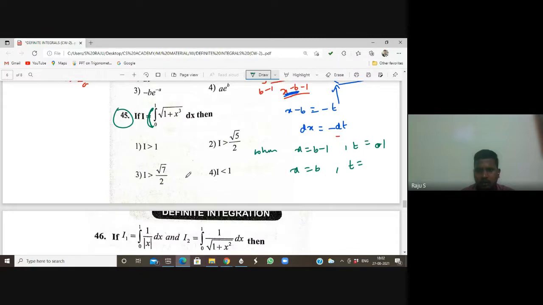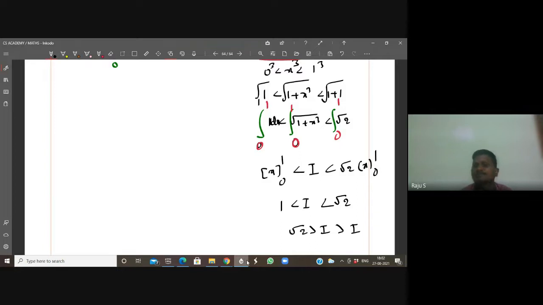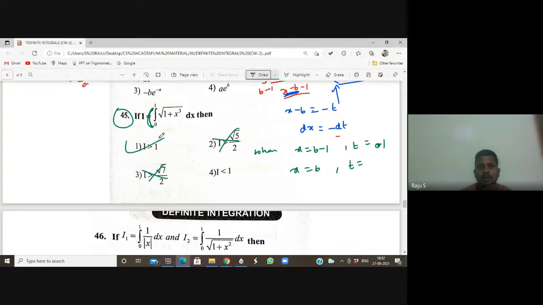Which of the following options is correct, students? There is no root 2. There is no root 2. So these two are wrong. Either the first option is correct or the fourth option is correct. Which is correct? Here I is greater than 1. When I take these two, I is greater than 1. So option 1 is correct.